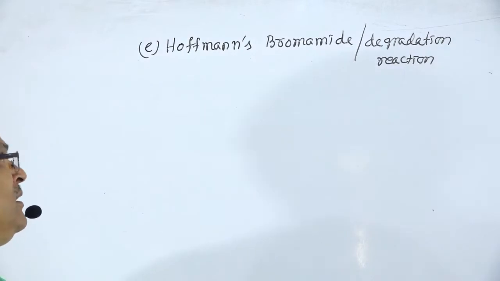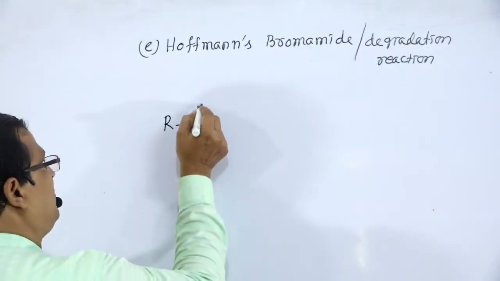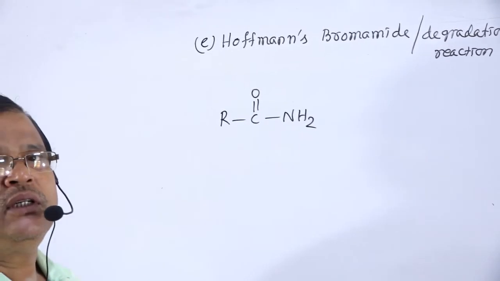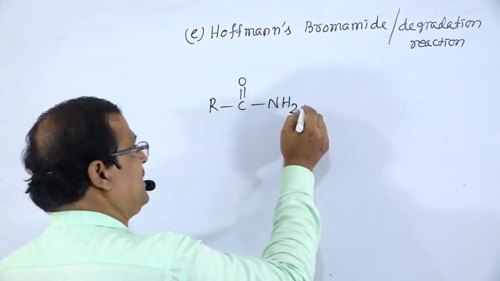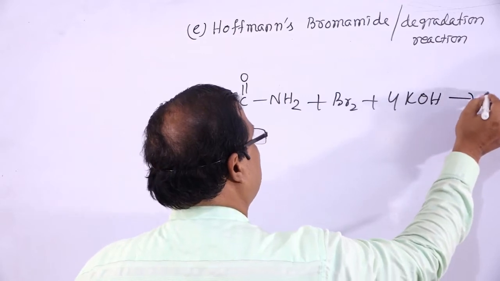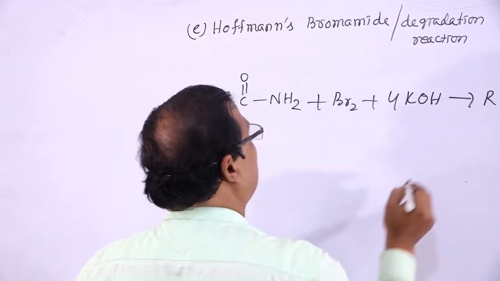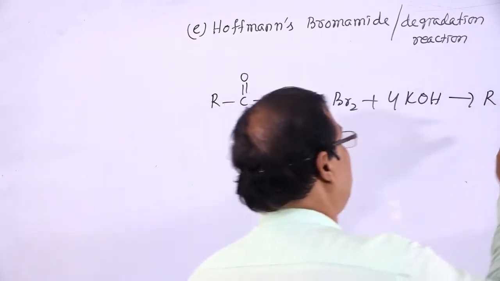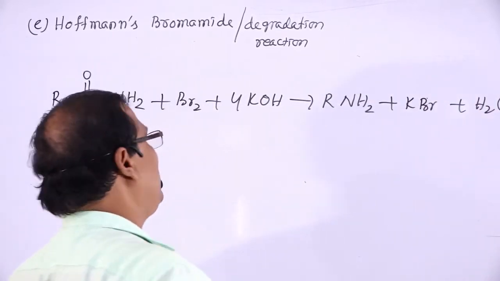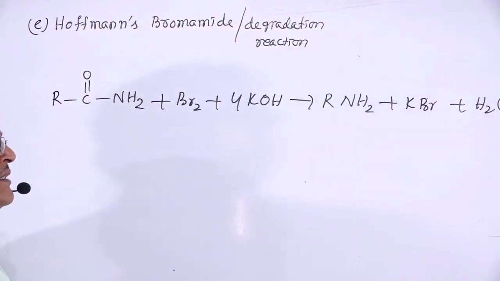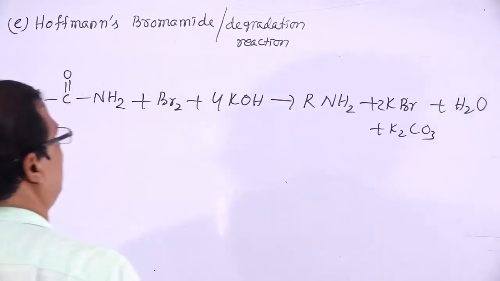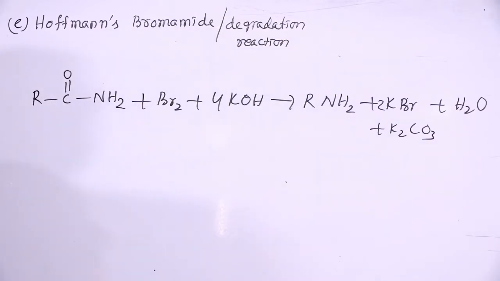In this reaction, the acid amides RCONH2 are treated with Br2 in presence of KOH, so that the formation of an amine with one carbon atom less, plus KBr, plus water, plus K2CO3. We have to balance that equation.